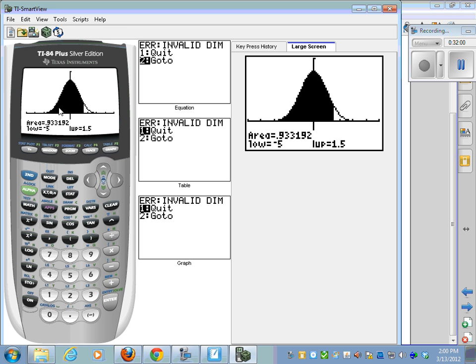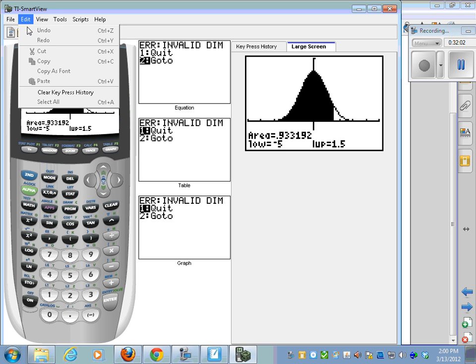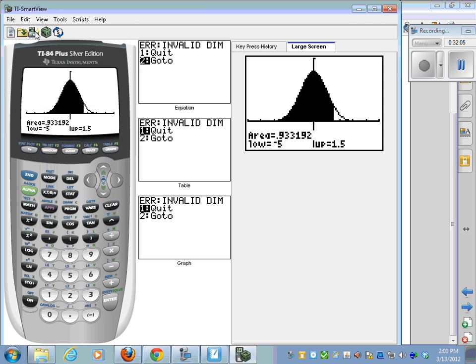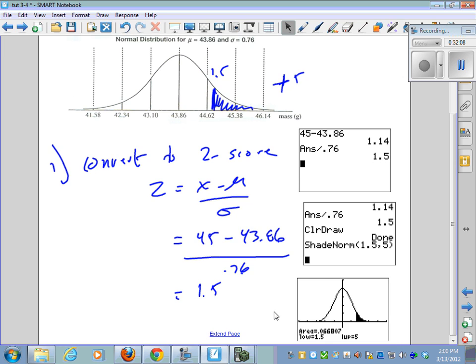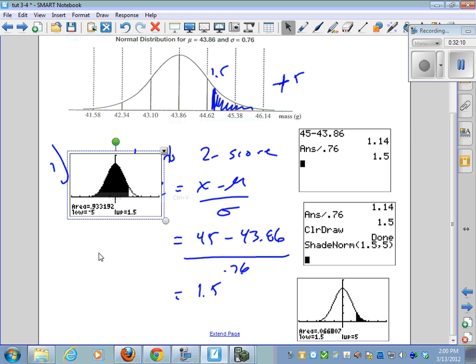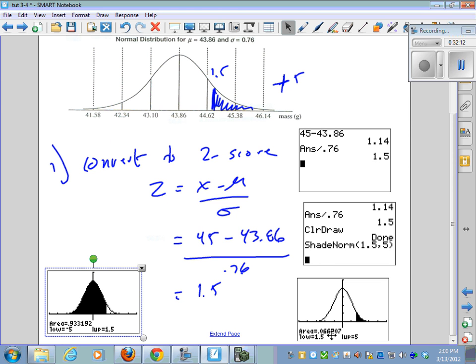Here the answer is 0.93. What was the answer before, when we did it the proper way? It's 0.067. These two numbers should add up to 100%. So it would be 100 minus 6.7. This one is 93.3.